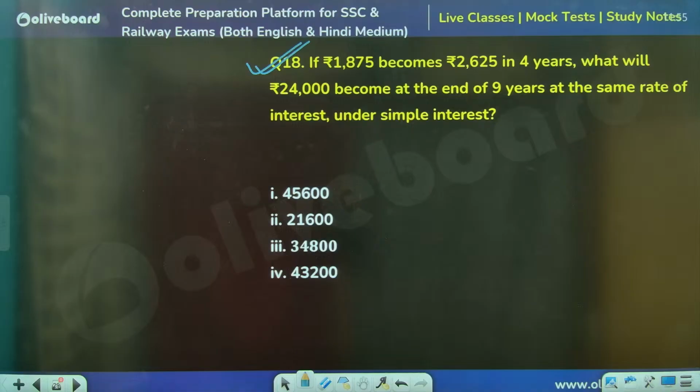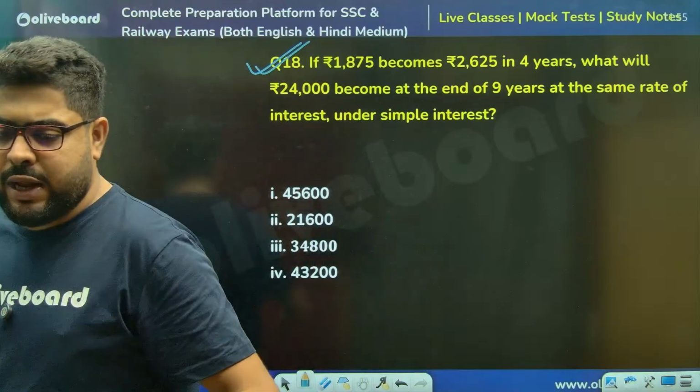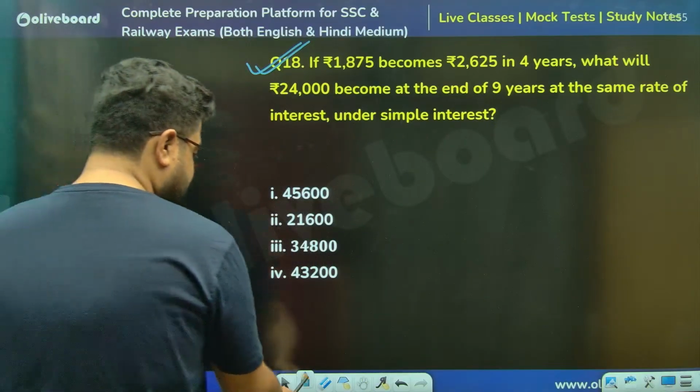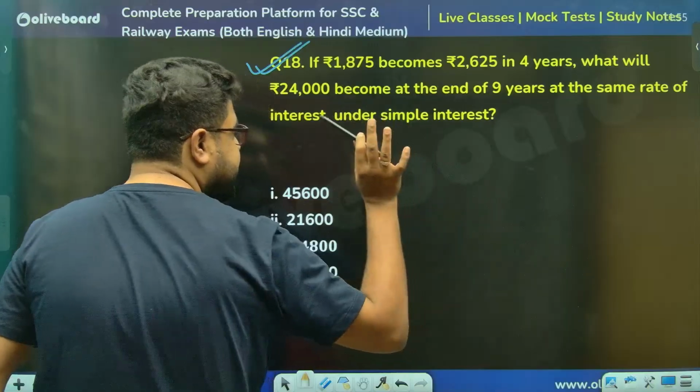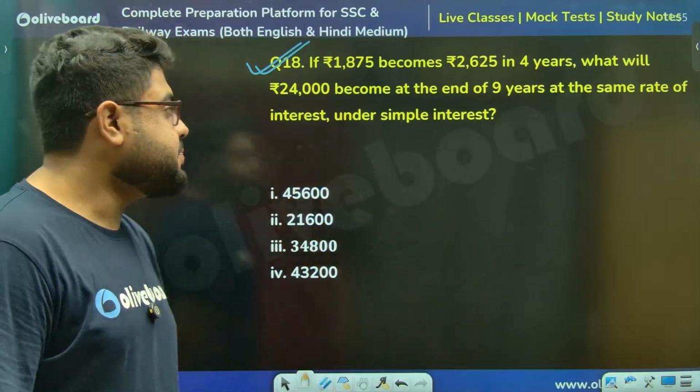चलो सर, next one. Again, in simple interest, I've shown you no formula, nothing we are going to use. We are going to use normal calculations of percentage. Percentage आता है तो simple interest आता है. Interest as a whole आता है.